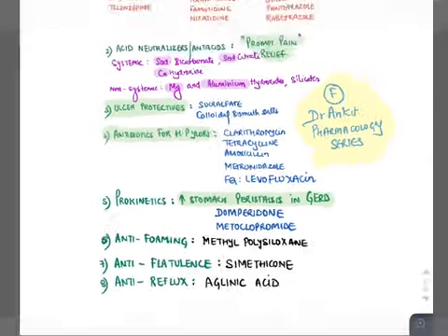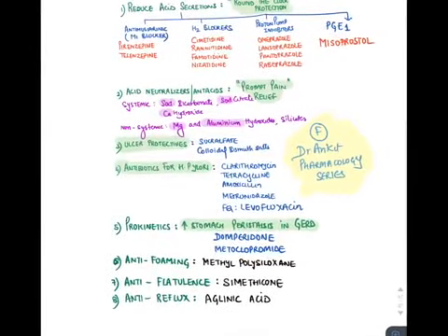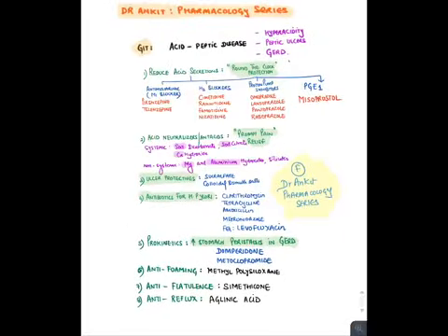Then we have prokinetics. What will prokinetics do? Prokinetics will increase the contraction of the stomach. Hence the food present in the stomach will rapidly go into the intestine and will not reflux back into the esophagus. So prokinetics are used in GERD, gastroesophageal reflux disease. They are given along with proton pump inhibitors. Then we have anti-foaming drugs, which will burst bubbles, anti-flatulence, which will reduce bloating, and anti-reflux drug alginic acid, which will make a protective covering over the HCl present in the stomach. So this is the complete list of the drugs which are used in acid peptic disease.